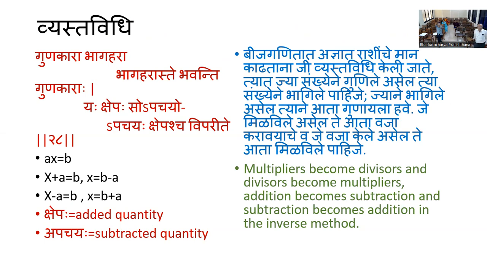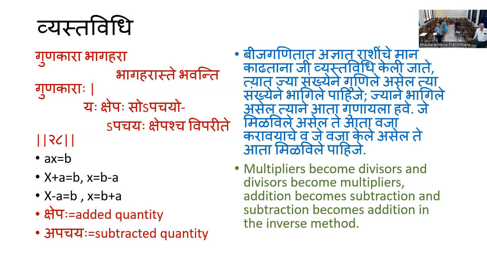Then what should you do? This we actually teach: if you have multiplied by something, then you should divide. If you have added something, you should subtract. So like that, gunakara bhagaharaste bhavanti gunakaraha. So when you are solving such an equation, then by which you have multiplied, by that you have to divide. So Ax equal to B, then x equal to B upon A, like that.